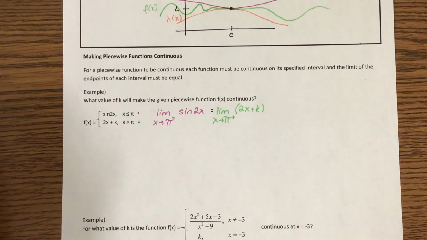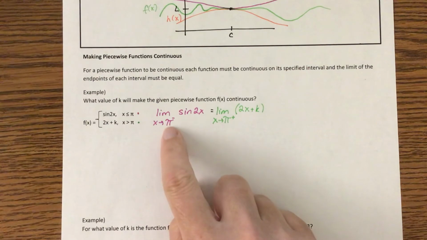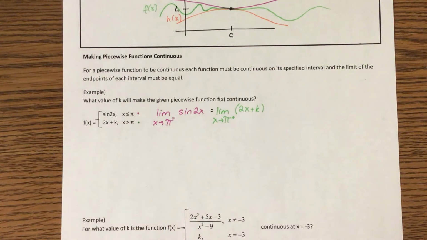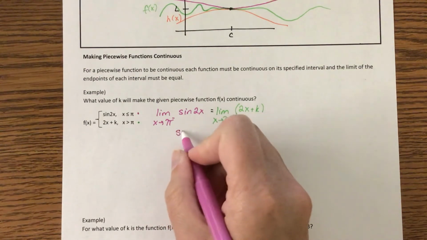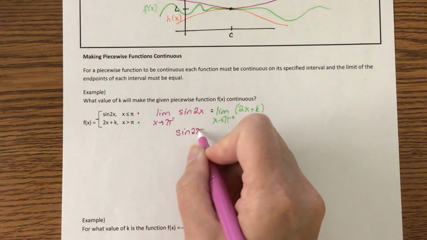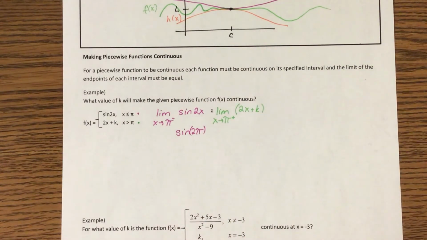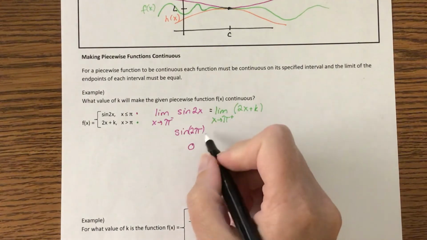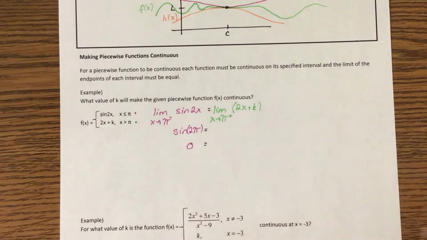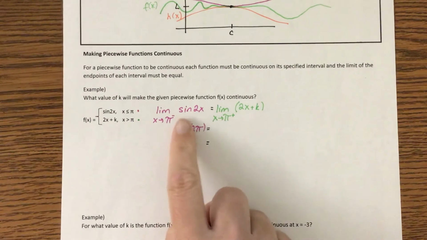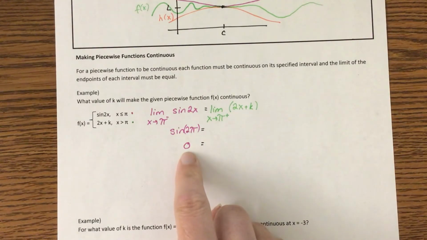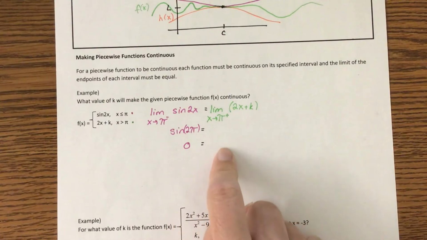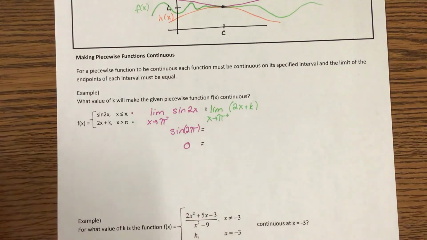All right. Well, we can take the limit by plugging in pi and seeing what happens. Let's do it. So sine of 2 pi, sine of 2 pi is 0. So the left-hand side is totally evaluated. We have found the limit from the left side to be 0. So that means that the right side limit is also going to equal 0, right?